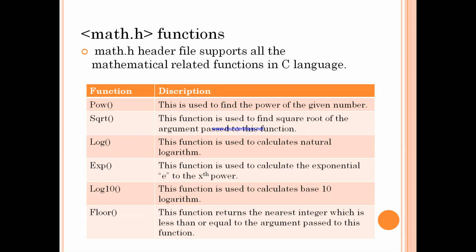math.h is a header file that contains mathematical functions and performs mathematical tasks. This header file supports all mathematical functions in the C language. pow is used to find the power of a number. sqrt is used to find the square root of a number. log is used to find the log of a number.